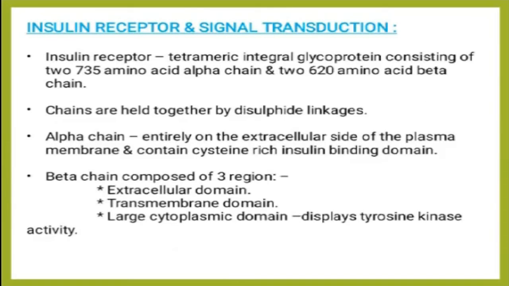Next one is the insulin receptor and signal transduction. The insulin receptor is a tetrameric integral glycoprotein that consists of two 735 amino acid alpha chains and two 620 amino acid beta chains. Both chains are joined together by disulfide linkages. The alpha chain lies entirely on the extracellular side of the plasma membrane and contains a cysteine-rich insulin-binding domain. The beta chain is composed of three regions: an extracellular domain, a transmembrane domain, and a large cytoplasmic domain, which displays tyrosine kinase activity.